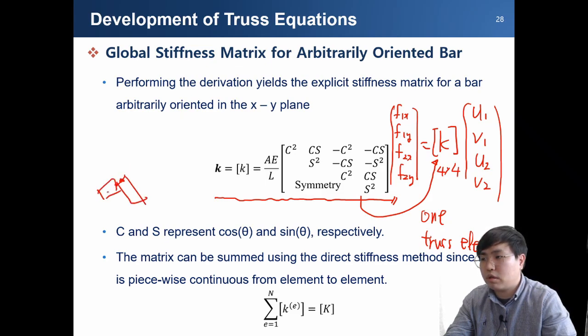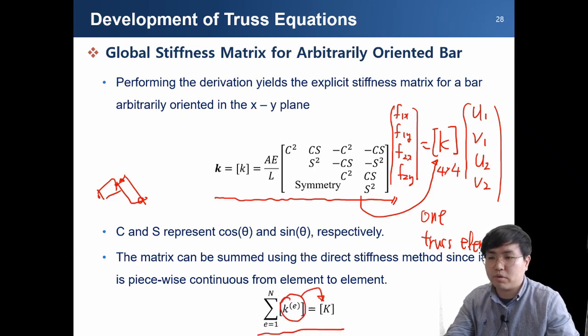If you have more elements, we should assemble this local stiffness matrix into the global stiffness matrix. Depending on your system, if you have a different number of elements, then you should assemble. Although I use some summation notation, this is a slightly different, simple summation. I think you know the meaning of assembling the local stiffness matrix into the global stiffness matrix.